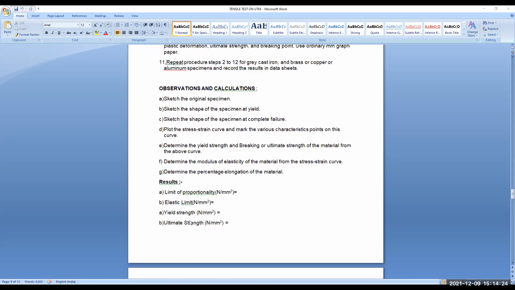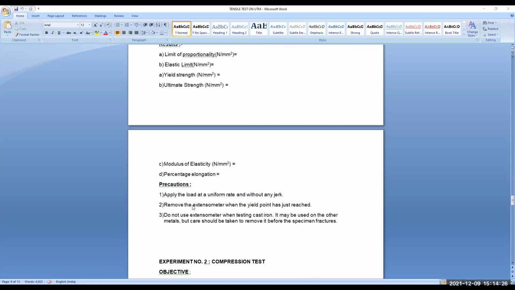Result: put all the results here. Precautions: apply the load uniformly. Do not use the extensometer when testing cast iron or brittle metals, and take care to remove the extensometer before the specimen fractures.